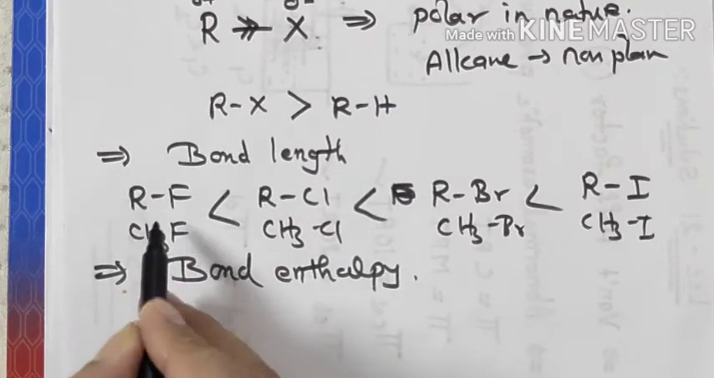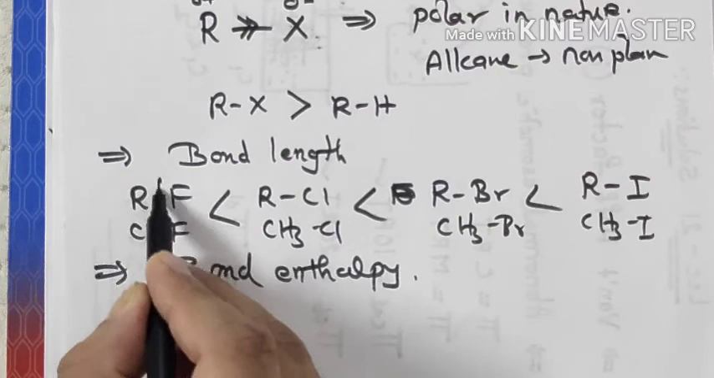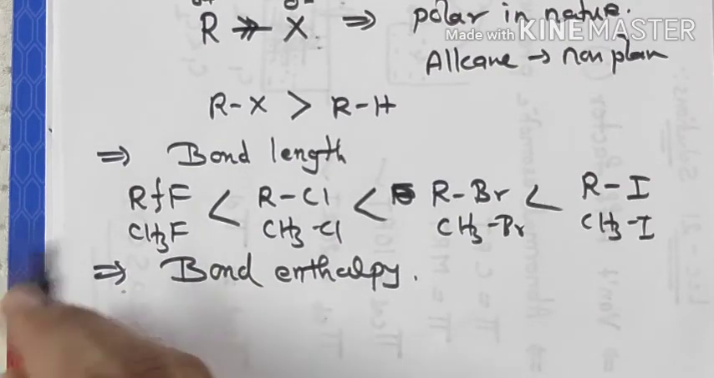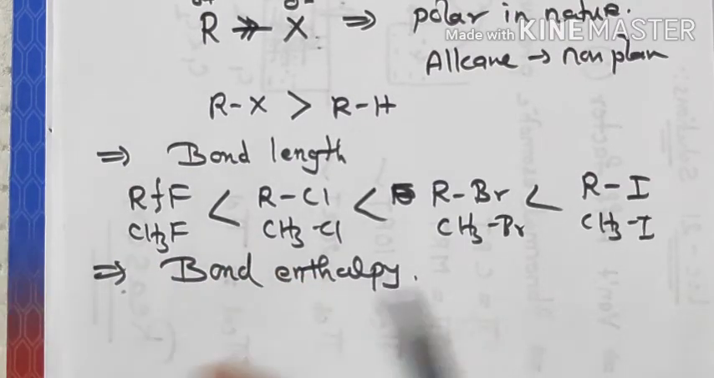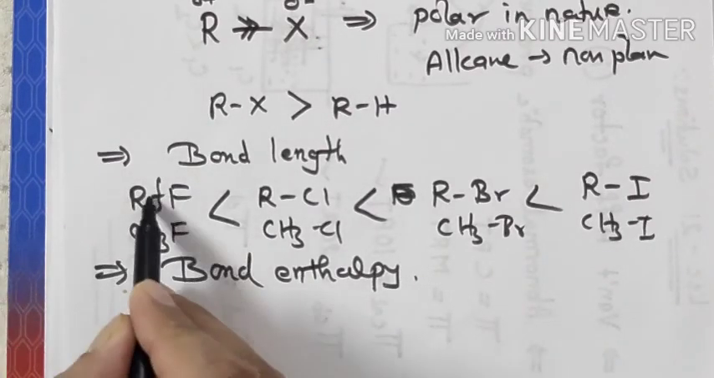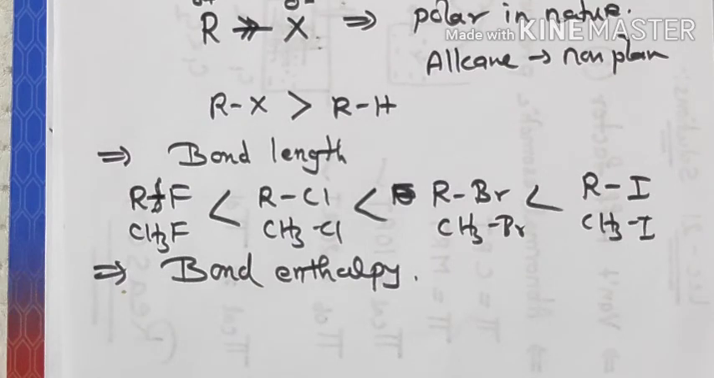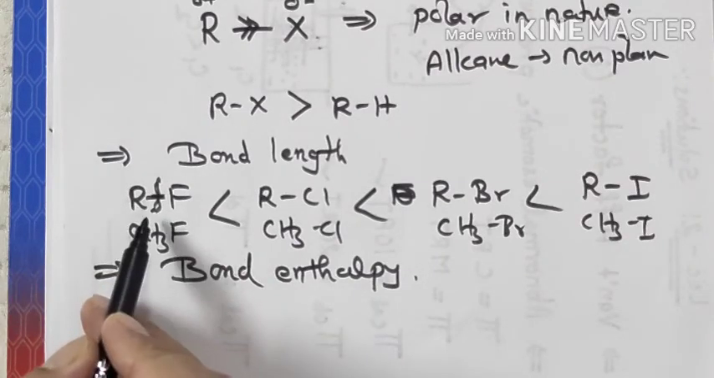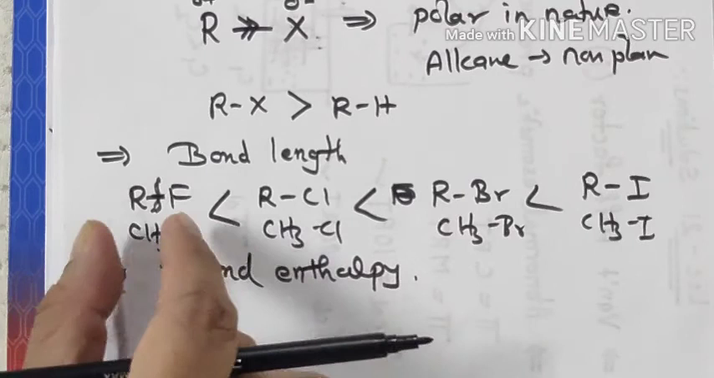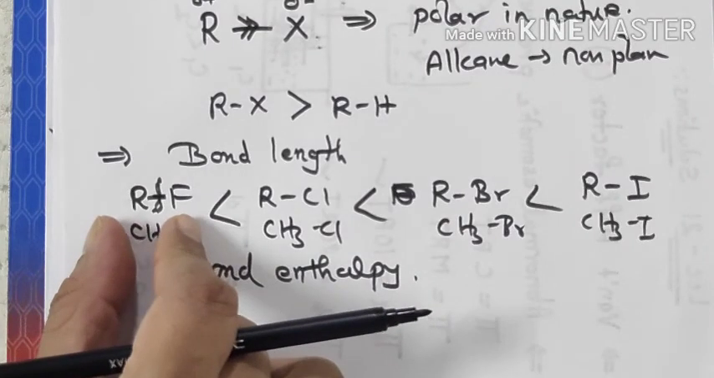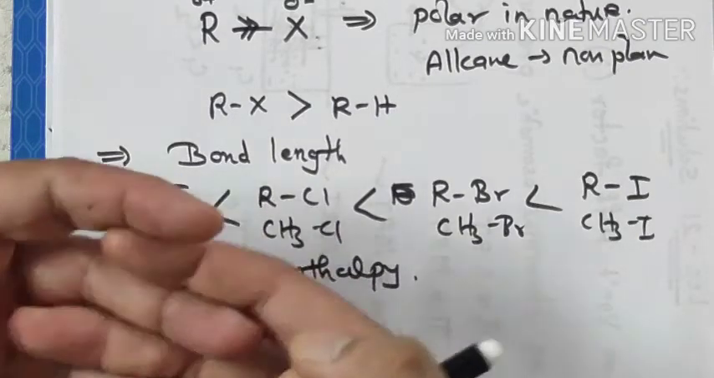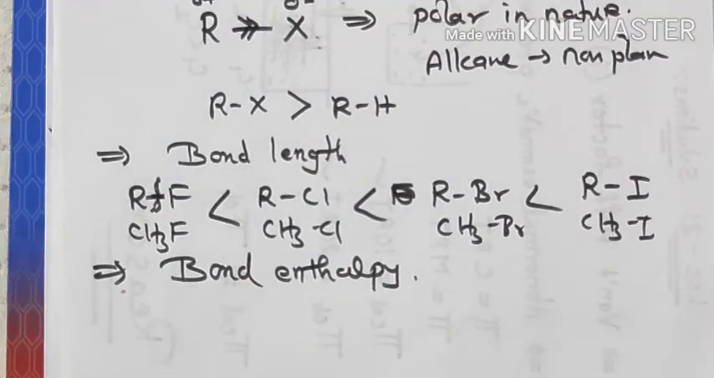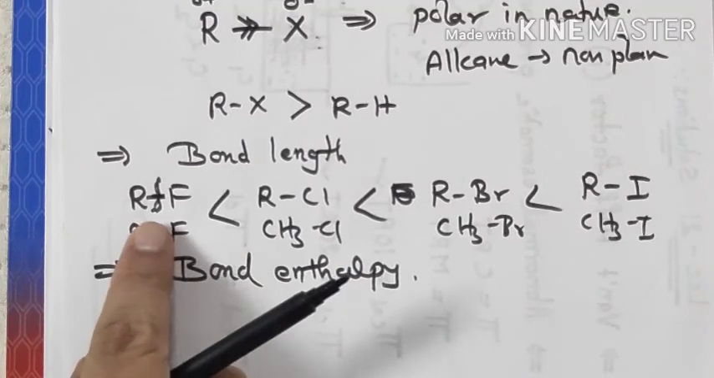Suppose I want to break this bond, or break the force of attraction between two alkyl halides. The amount of energy required to break this bond is called bond enthalpy. Now, student, if the bond length is less, that means bond energy will be more. If the bond is strong, more energy is required to break it. So the least bond length means the highest bond energy.